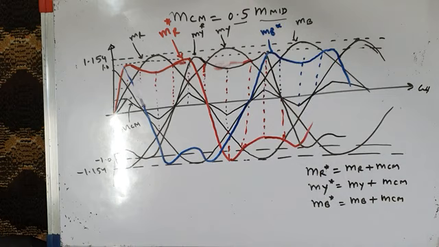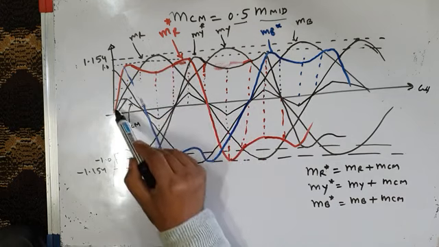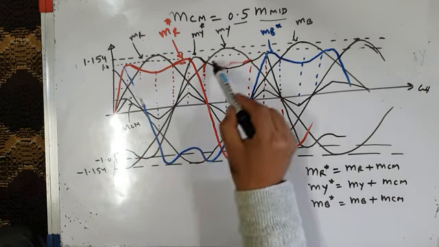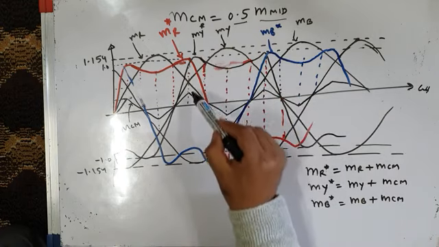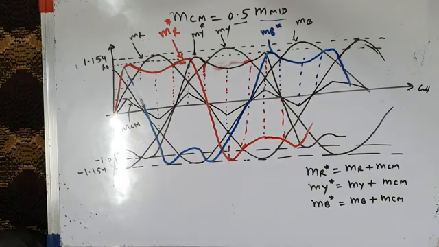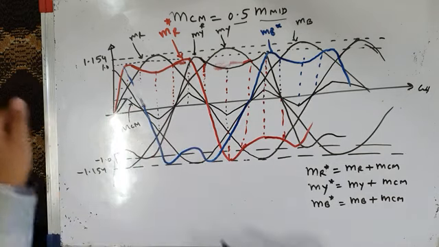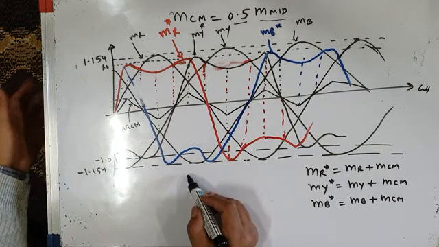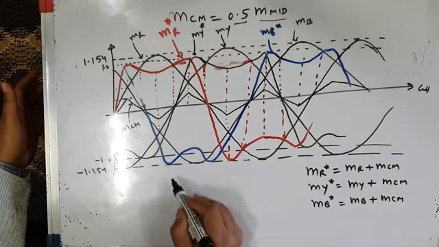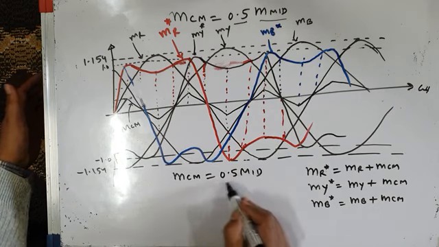Fine. So therefore our modified modulating waves are not sinusoidal now. Our modified modulating waves are MR star, which is the original sinusoidal modulating wave MR plus common mode signal MCM. MY star is also MY plus MCM, and MB star is MB plus MCM. And how did we generate this MCM? What was the condition for this MCM? If you remember a few moments back, I told you that the condition is that this MCM comes out to be equal to 0.5 M mid.